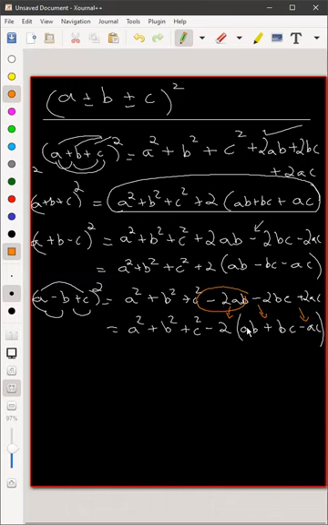I hope everyone's clear on this. This is one place in which you need to be careful. It's a very common mistake that we keep the minus and the plus there. Remember, if the minus is outside, change the signs inside.